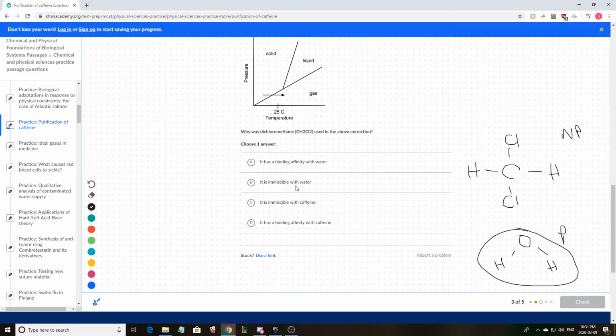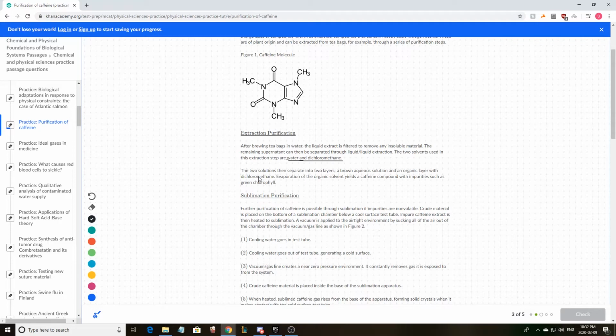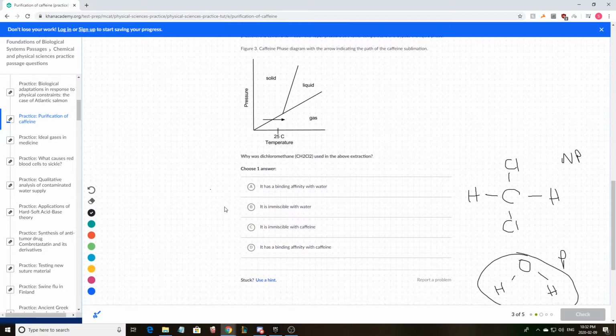It is immiscible with water. Well, that should be true. Dichloromethane should not be able to blend with water. And again, they kind of do refer to that in the question stem here, where they say this extraction phase results in 2 layers, a brown aqueous layer and an organic layer with dichloromethane. Well, we can assume that the aqueous layer was because of water, and the organic layer, as they stated, was the dichloromethane. So option B is correct.